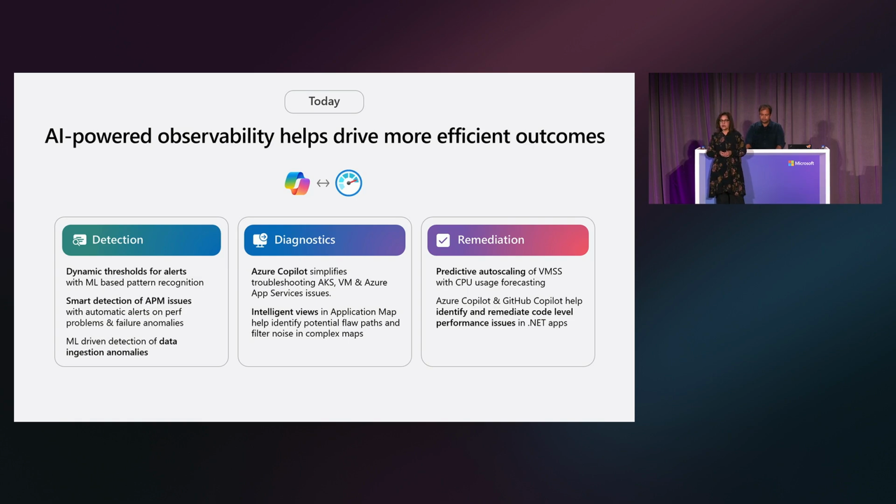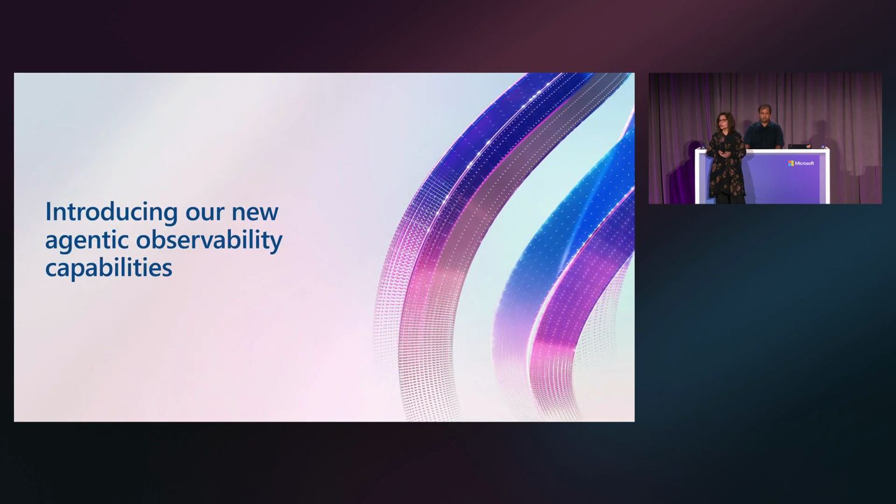Some examples of where AI and ML in Azure Monitor is used today. It's used for dynamically setting thresholds for alerts and detecting anomalies in application monitoring. Another example, integration with Azure Copilot for diagnosing and troubleshooting VM, AKS, and Azure applications. And then we also use AI and ML for auto-scaling of VMSS. And now, as we go forward, we are bringing in and incorporating more and more of these agentic capabilities into observability to simplify and really help you operate your environments more efficiently.